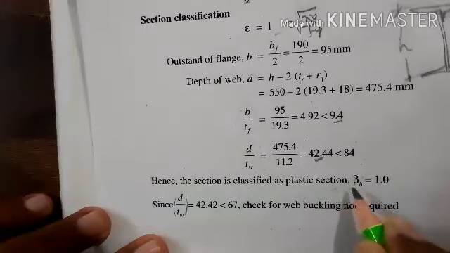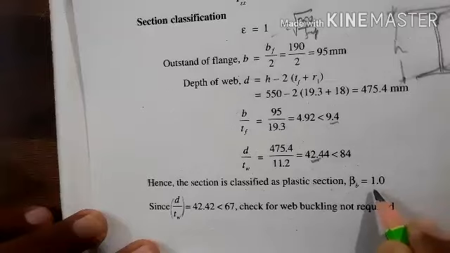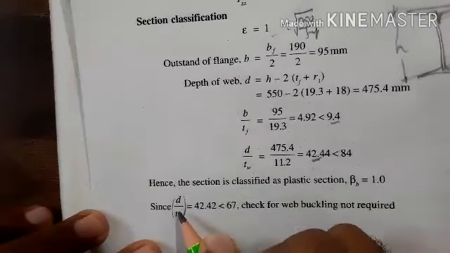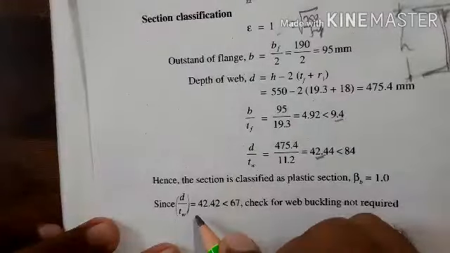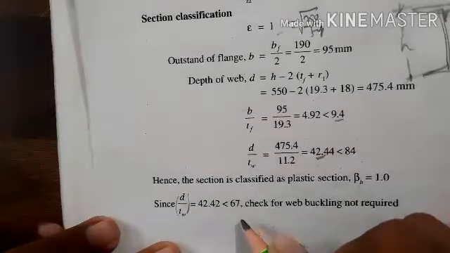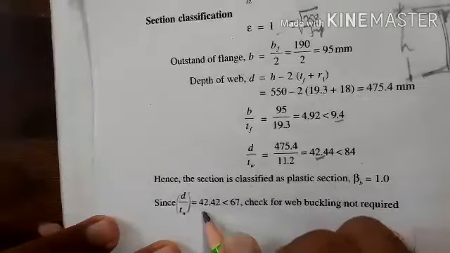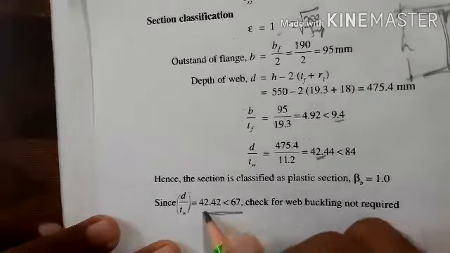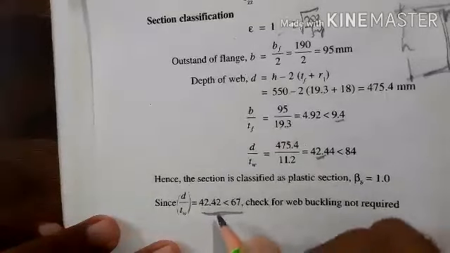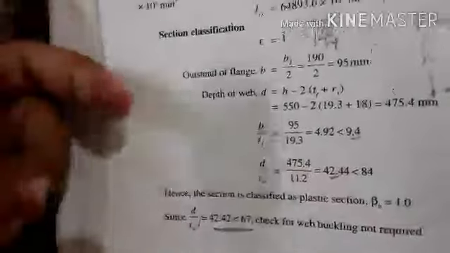Then for a plastic section the value of beta will be 1. Since the depth to thickness ratio of web is 42.42, which is less than 67, hence the check for web buckling is not required. This is one. You also have to do the check, that is whether the check for web buckling is required or not. You have to do the check. Okay.